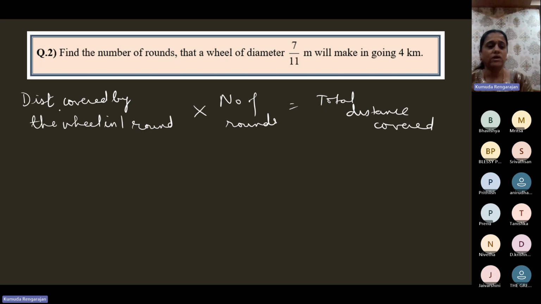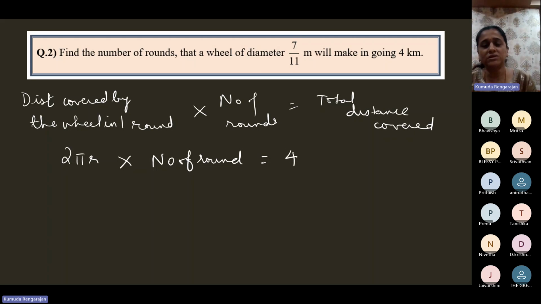See, this is simple, no? The distance covered by the wheel in one round into the number of rounds the wheel goes will be equal to the total distance covered. So what is the distance covered by the wheel in one round? 2 pi r, the circumference. So 2 pi r into number of rounds. We don't know that, that's what we have to find. Number of rounds is equal to the total distance covered, 4 kilometers.